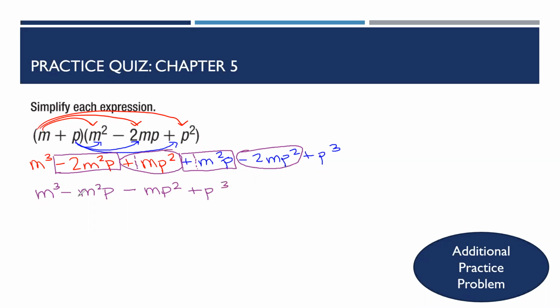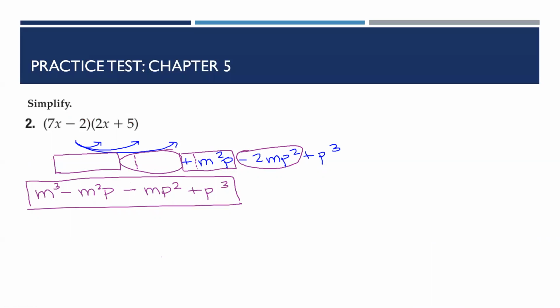Now notice these are different. They look very similar, but they are not. Okay, they are not like terms. Here the base m is being squared. Here m is not being squared. P is being squared. So we cannot simplify any further. So that is our final answer. Okay.